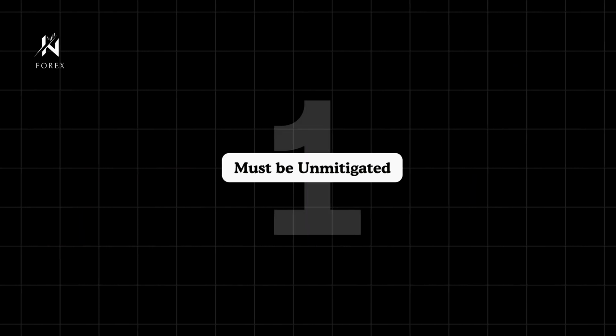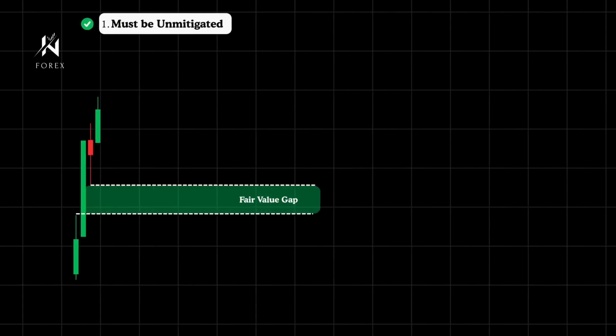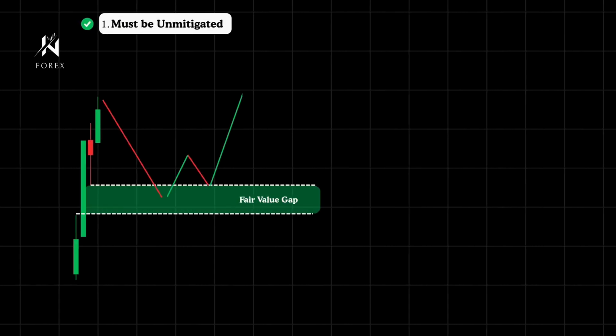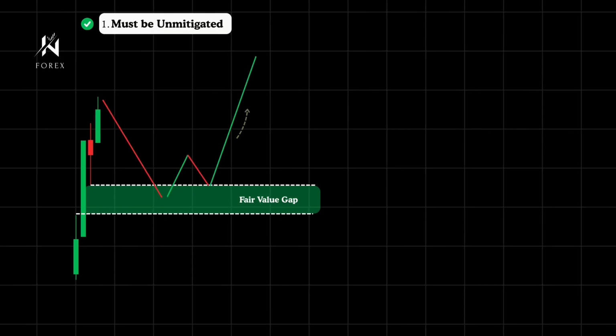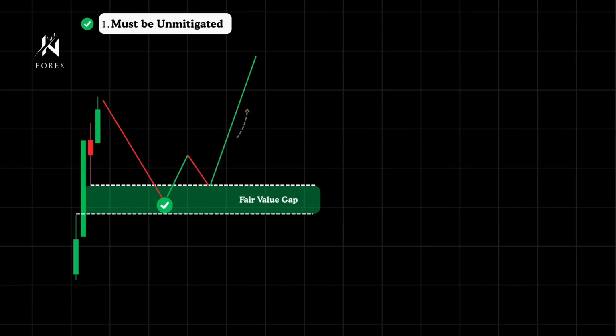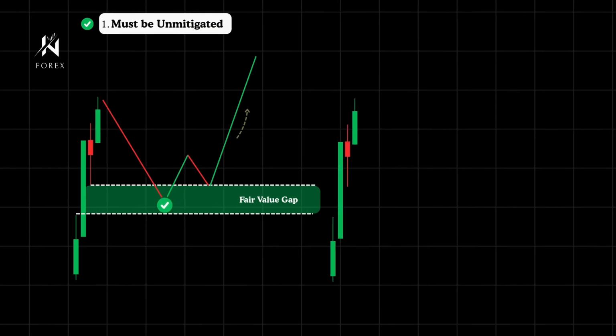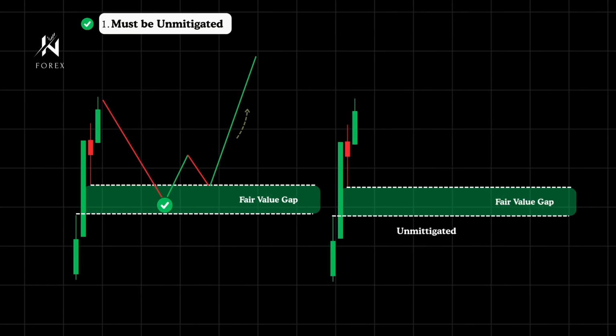Number 1. A fair value gap must remain unmitigated. When the price creates a fair value gap on the chart, the market usually attempts to move in that direction once to fill it. After the gap is filled, the trend continues as before. This means the price utilizes that gap only a single time. Therefore, a fair value gap is considered valid until it is untouched, meaning it has not yet been used.